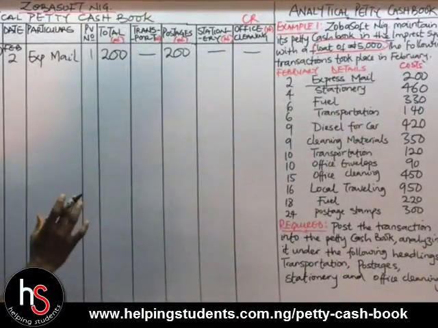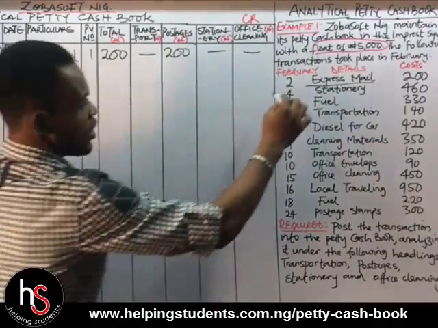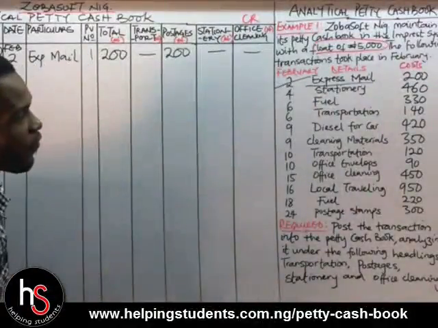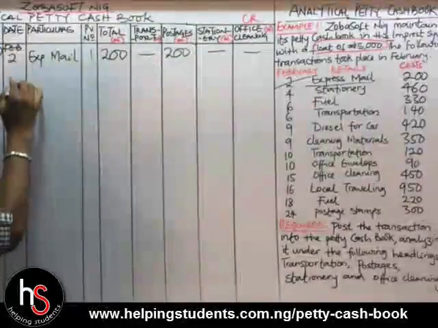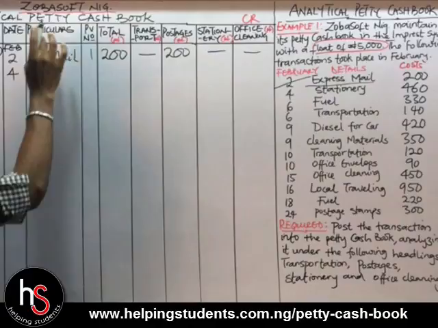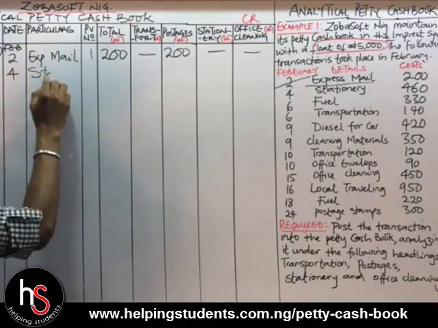Okay? Now, once you are done with this, you move to the next one. The next question is what? On the 4th, you said stationery, 460. So you come over to the date, we have 4th. Particulars will be what? Stationery.